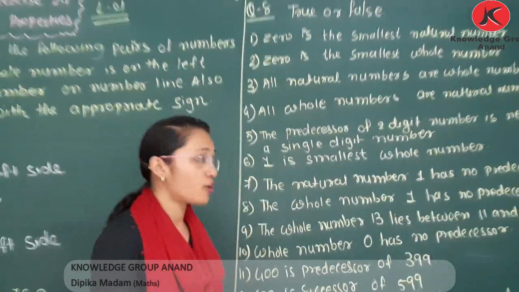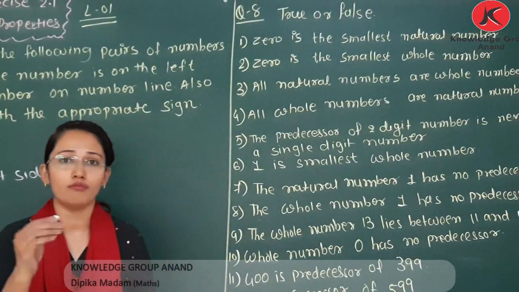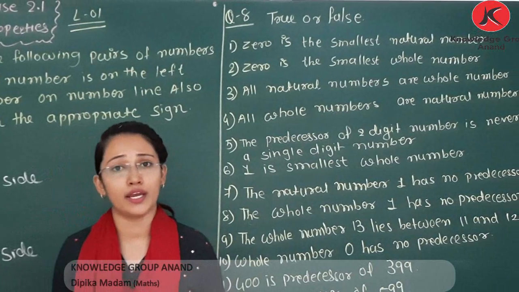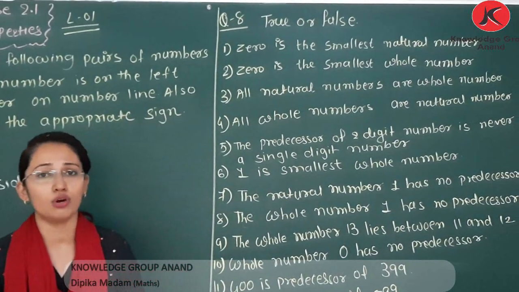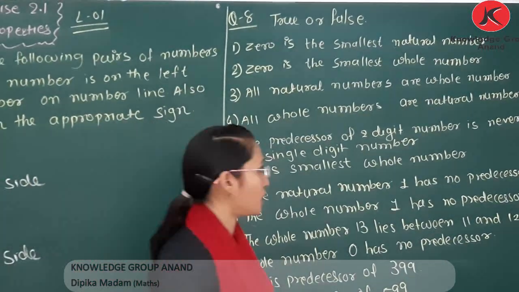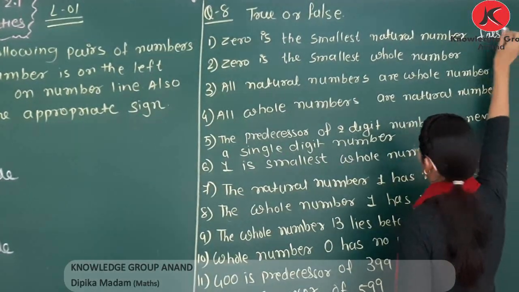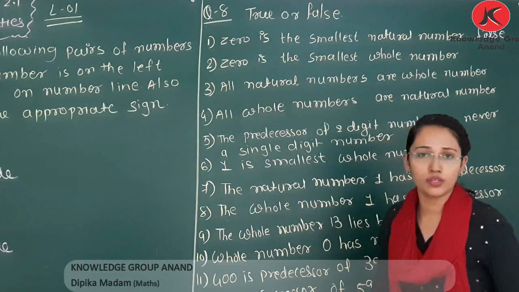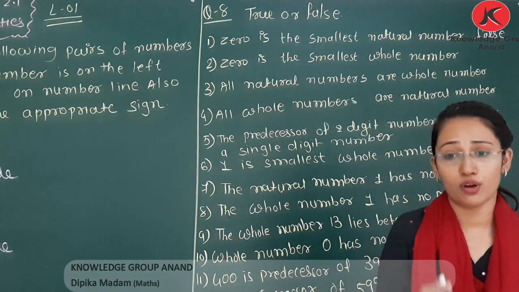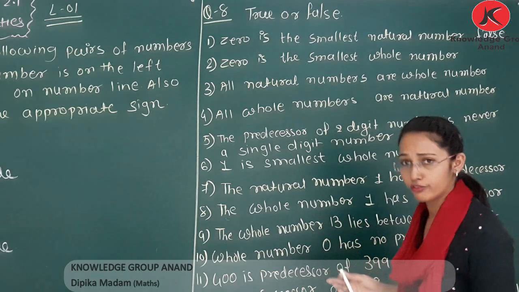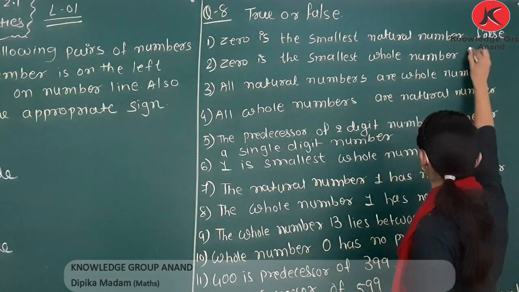Is it true or false? Natural numbers start from 1, 2, 3 to infinite. It starts from 1. So 0 is not there in the natural numbers. So it is false. Next, 0 is the smallest whole number. Whole numbers start from 0, 1, 2, 3 to infinite. So yes, it is true.